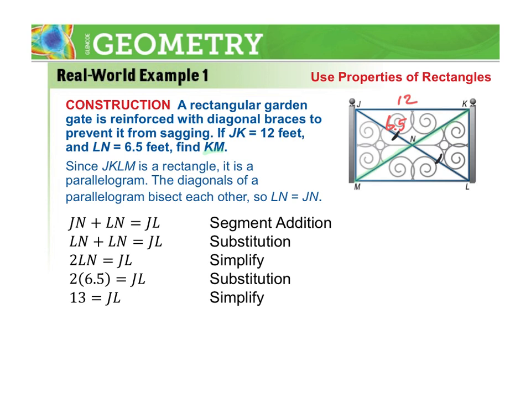The problem asks for the measure of KM though. So since JL equals 13, what is the measure of KM? Since the diagonals of a rectangle are congruent, the measures are equal, and so KM has a measure of 13 feet.